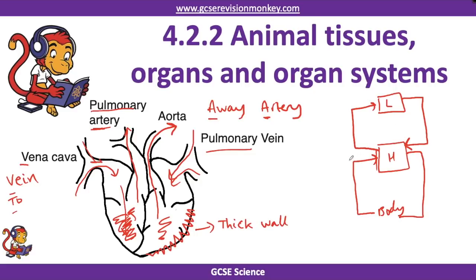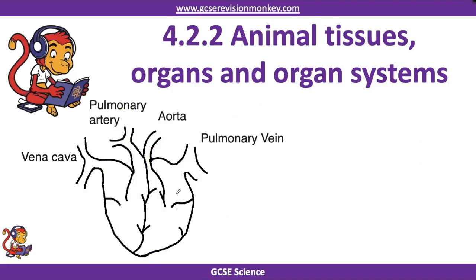which is why it is called a double circulatory system. Inside the heart, between the atria and the ventricles, you have valves which control where the blood is positioned within the heart at different times. So they open and close, allowing movement from the atria to the ventricles.